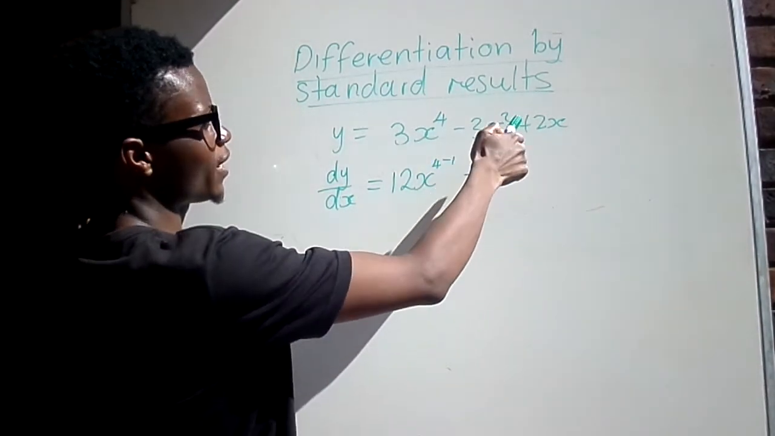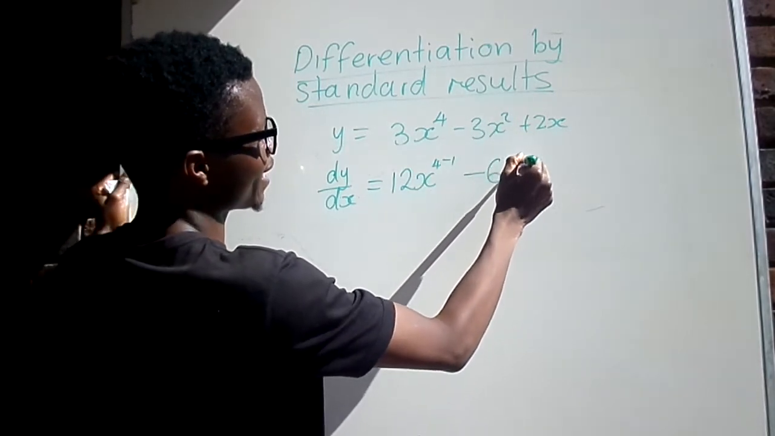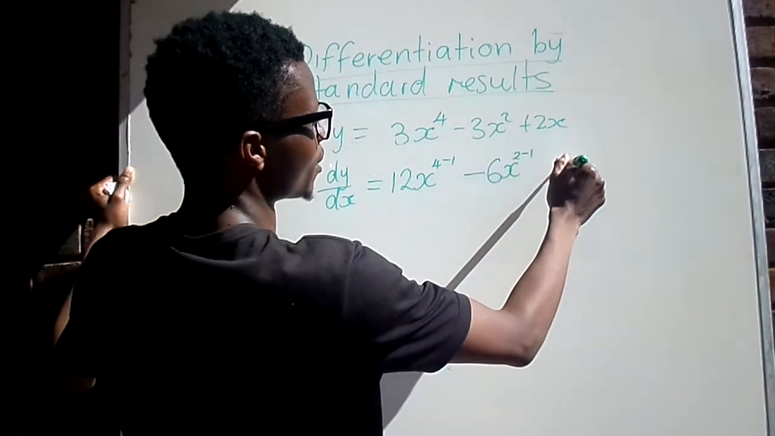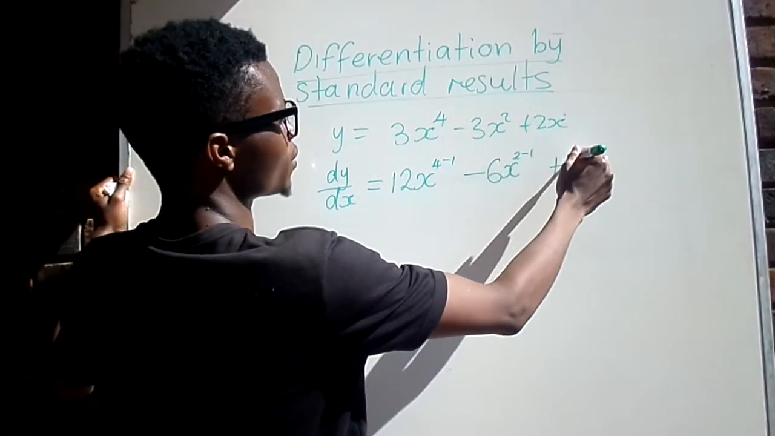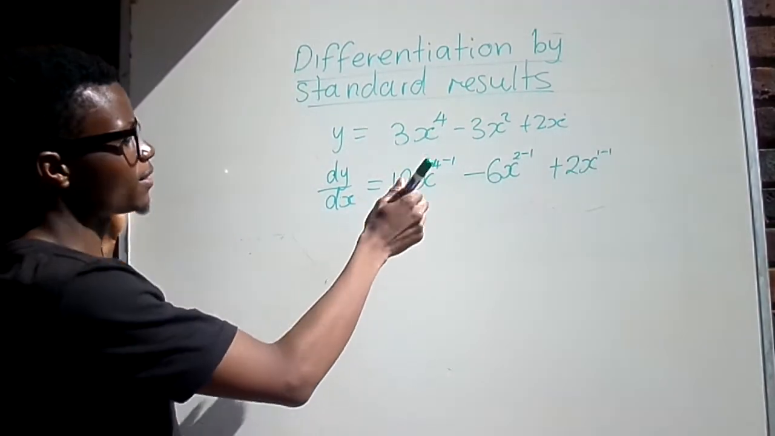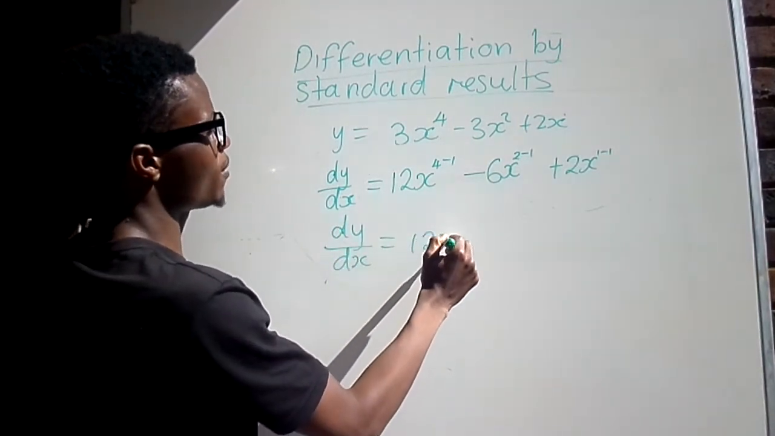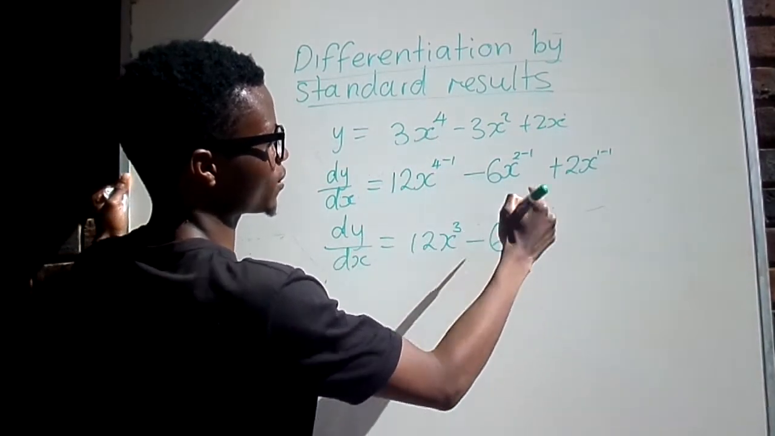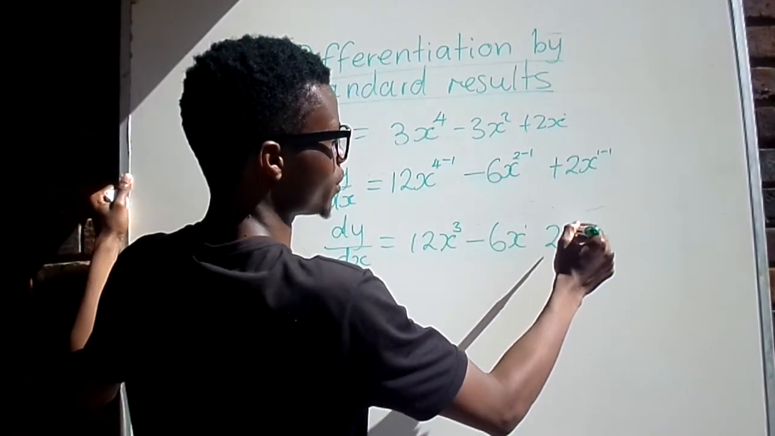Minus, then from here, exponent times coefficient, 2 times 3, we have negative 6x to the power of 2 minus 1. Then we have positive exponent 1 times 2, which is 2x to the power of, there is a 1, minus 1. We can simplify this to be dy by dx is equal to 12x, 4 minus 1, that's 3, negative 6x, 2 minus 1, that's 1. Then here we have 2.